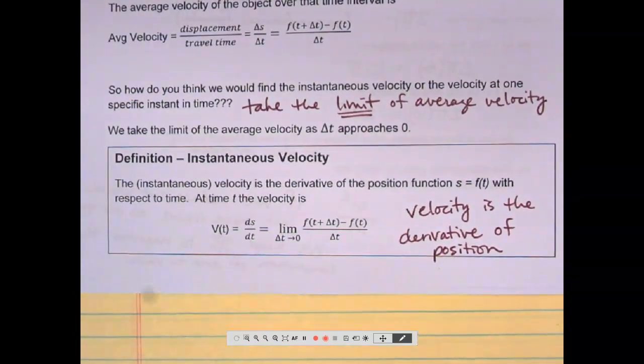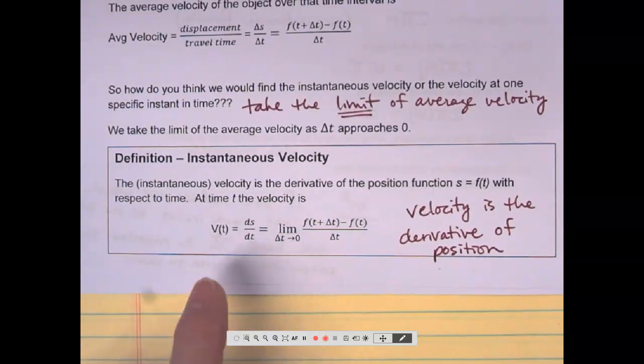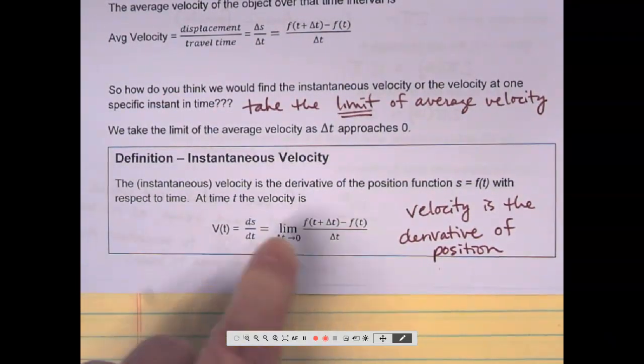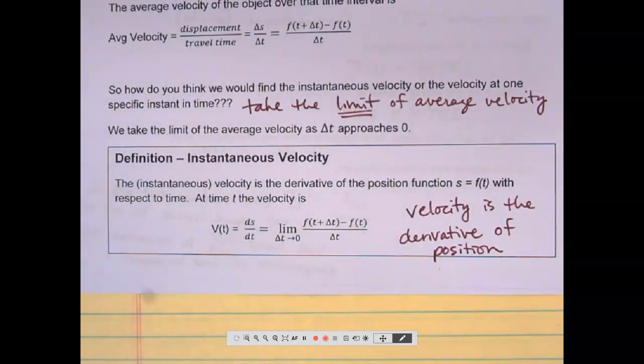Okay, that makes sense because velocity, let's say we use miles per hour, describes a change in distance, miles, per time, hours. So that would be a derivative of position with respect to time. Miles per hour, feet per second.